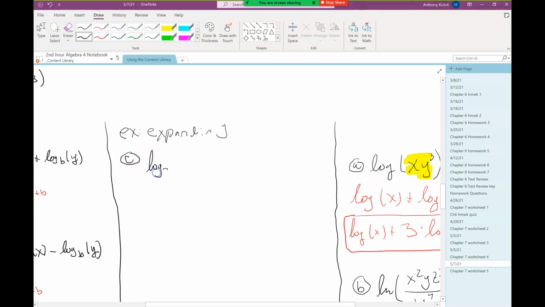Let's do log base 2 of 2x cubed over y z squared. So you guys tell me, what should I do first?